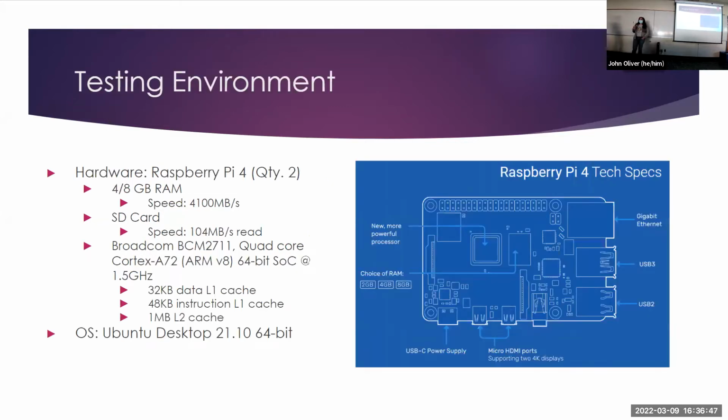And so we used the Raspberry Pi. We tried both the 4 GB RAM and the 8 GB RAM, and we used the Ubuntu operating system. Also, we used an SD card that was moderately fast, at 104 megabytes per second. We're using 2 different Raspberry Pis for testing purposes, one 4 GB model and one 8 GB model. Unfortunately, they have different SD cards, and that will come into play later. But yes, we use Ubuntu Desktop 64-bit.